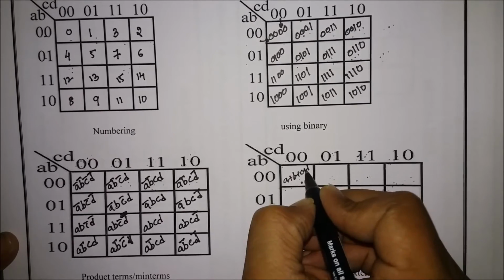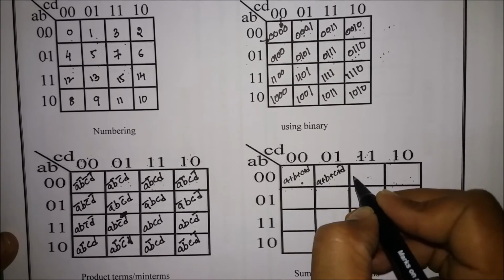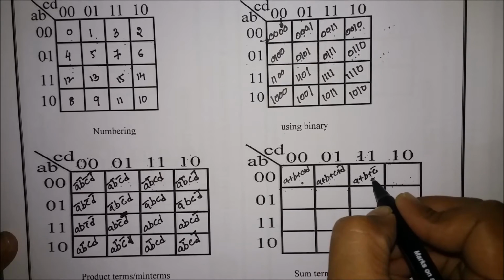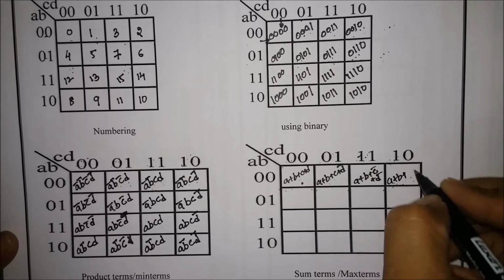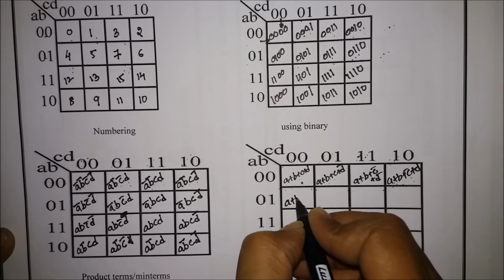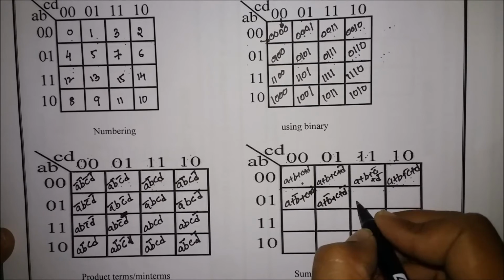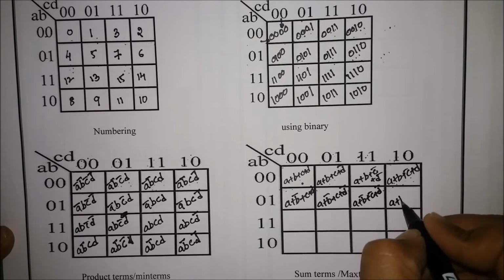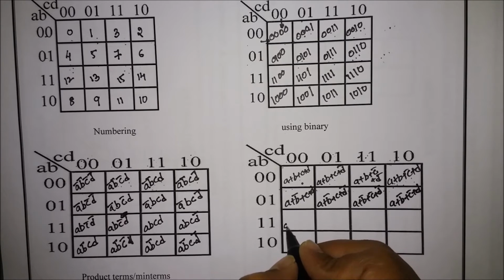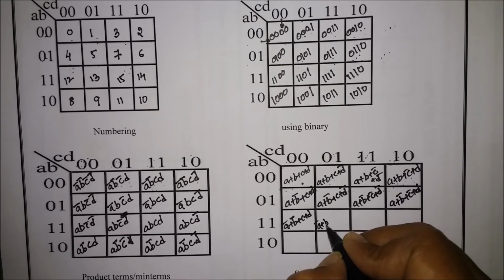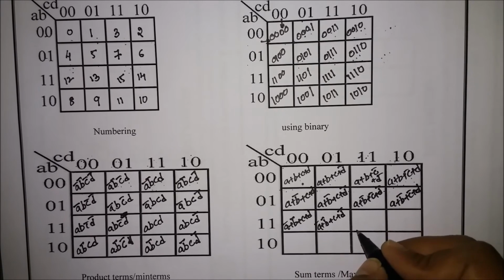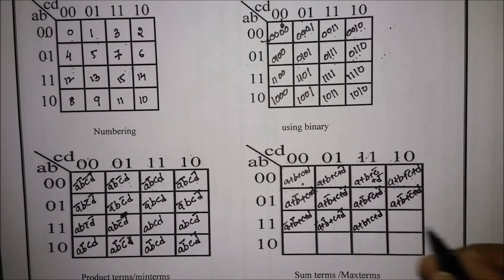So now here if you see the max term representation, that is a plus b plus c plus d, next one is a plus b plus c plus d bar, next one is a plus b plus c bar plus d bar, this is a plus b plus c bar plus d, here it is a plus b bar plus c plus d, a plus b bar plus c plus d bar, and here it is a plus b bar plus c bar plus d bar, and here it is a plus b bar plus c bar plus d, here a bar plus b bar plus c plus d, here it is a bar plus b bar plus c plus d bar, here it is a plus b plus c plus d bars.